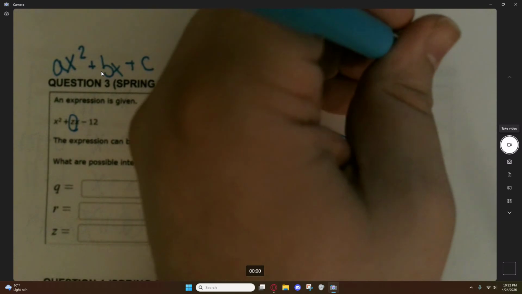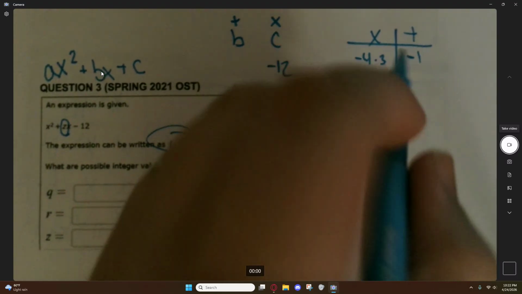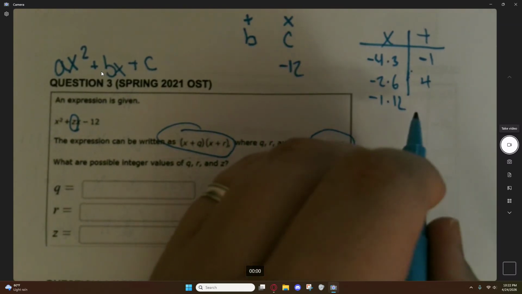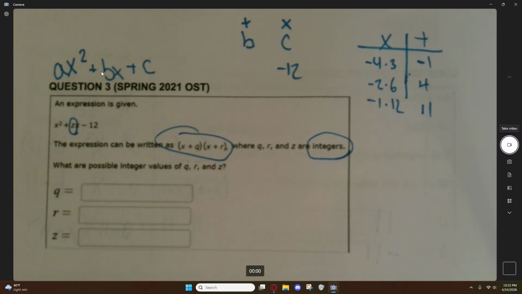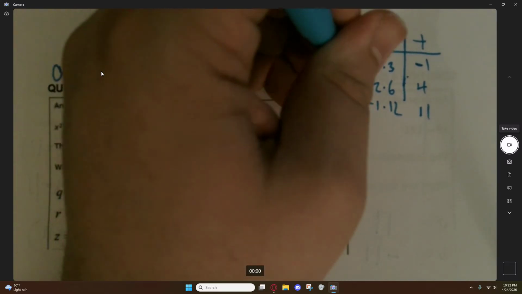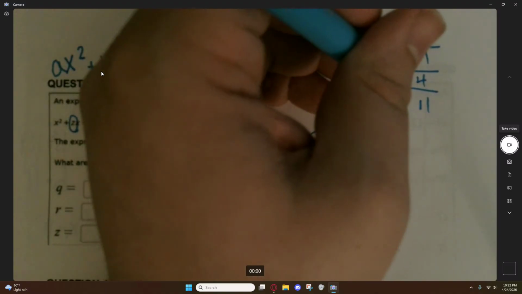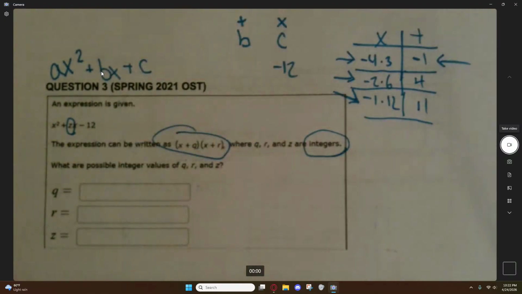Negative 4 plus 3 is negative 1. We're going to put our multiply and plus here. Negative 2 times 6, negative 2 plus 6 would be positive 4. And negative 1 plus 12 would be 11. So whichever one of these you pick, you just have to make sure you use both columns. So if I want to go the negative 4 times 3 route, let's say I want to pick this line right here.